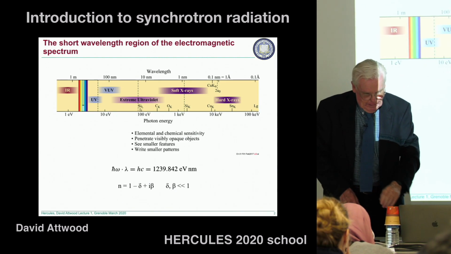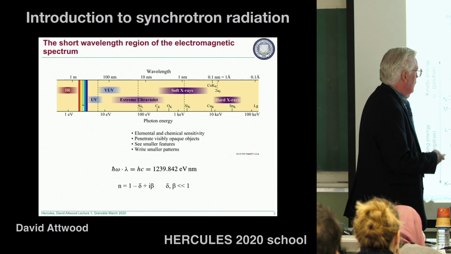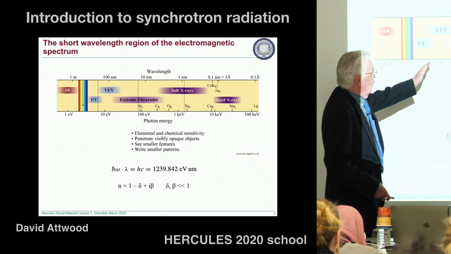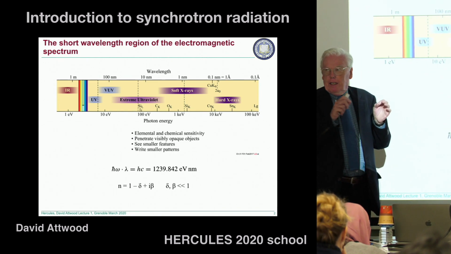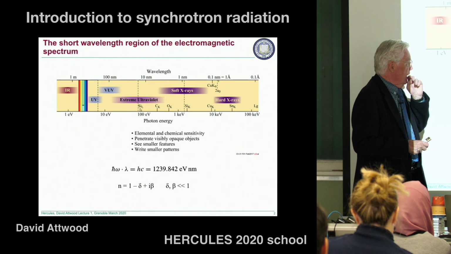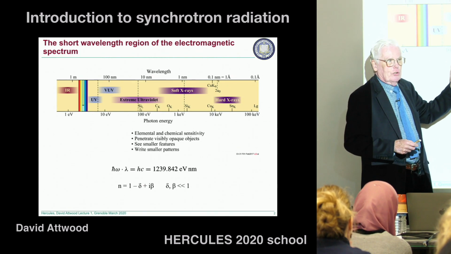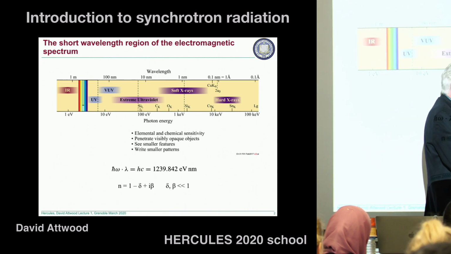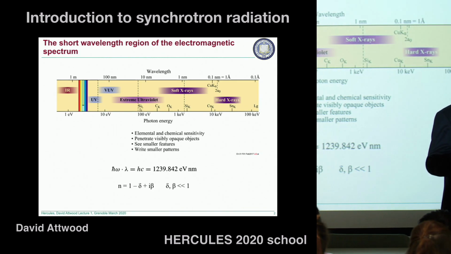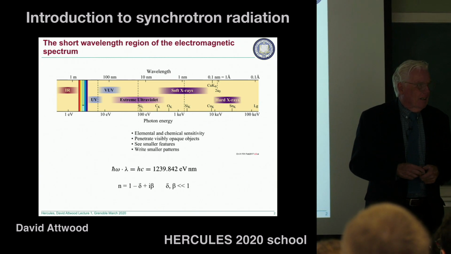Okay? So I should have said the obvious. With the tunable radiation that we can get from a synchrotron or a free electron laser, as we'll learn, we have elemental and chemical sensitivity. We can choose our photon energy to be near some absorption edge, so probably your PhD thesis involves atoms of a certain kind, okay?